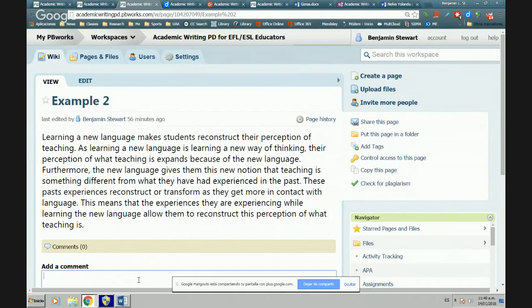Because learning a new language makes students recognize the construction of it. So the theme is learning a new language. And then the second, as learning a new language is learning a new way of thinking, then he gives the new thing. Okay, so pattern one is the same theme, with a new reading. How many of you think she's following the same theme, new reading, in the first two sentences?